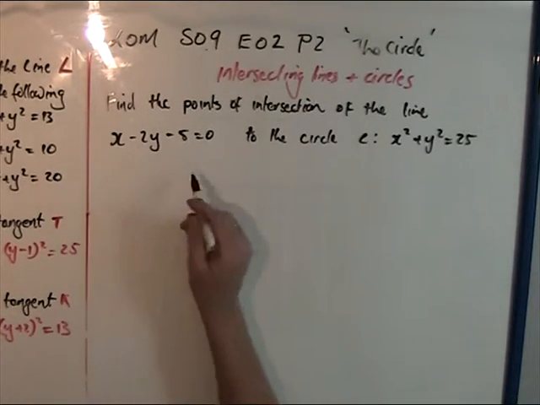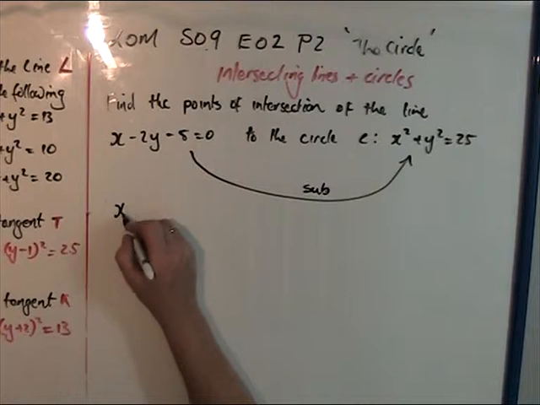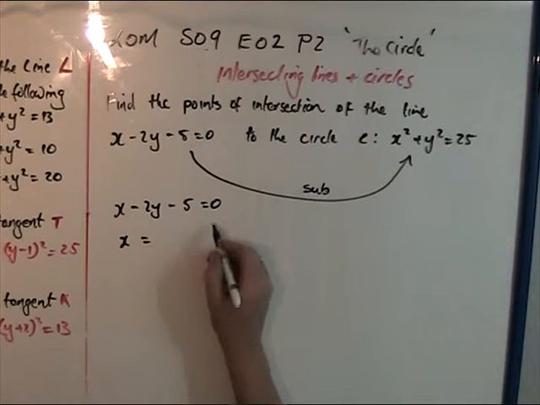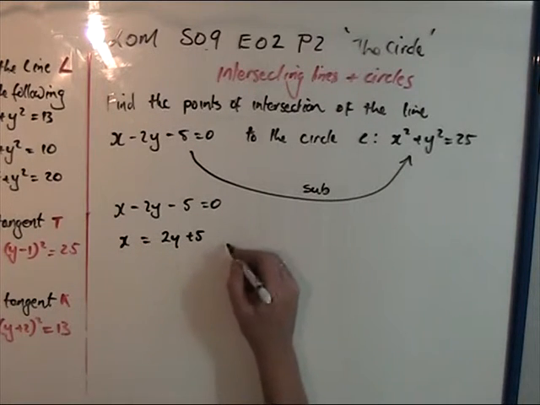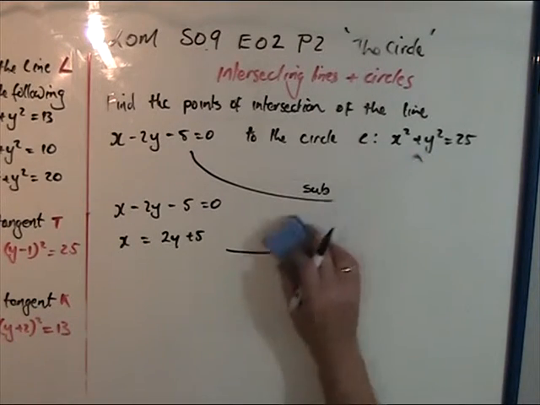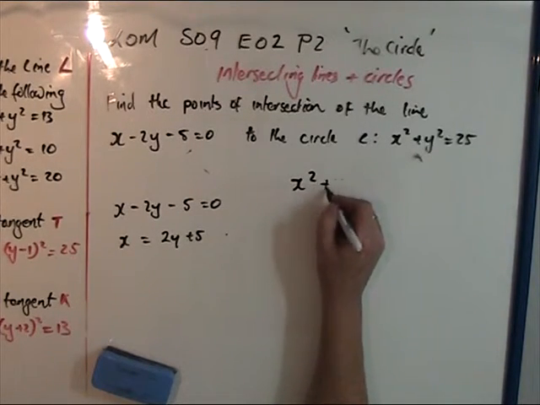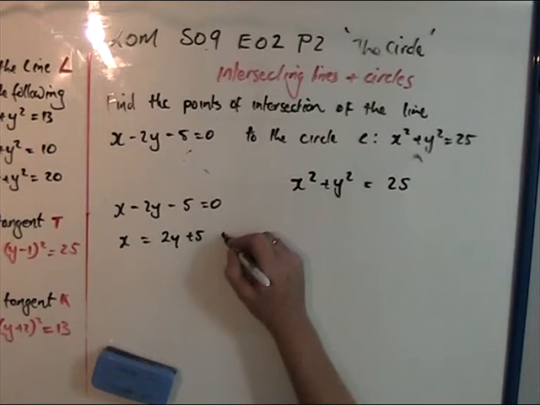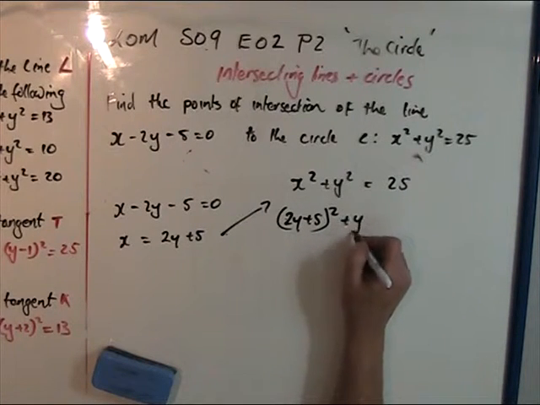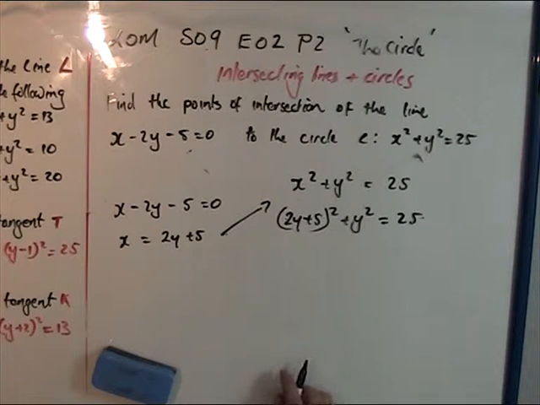So I'm going to substitute this into that. I'm going to make x the subject of the formula because x is on its own and it's nice and handy to work with. That becomes 2y plus 5, and I'm going to substitute that back in wherever I see x. I've said that x is equal to this, so in x squared plus y squared equals 25, substituted in for x, that becomes (2y plus 5) all squared plus y squared is equal to 25.